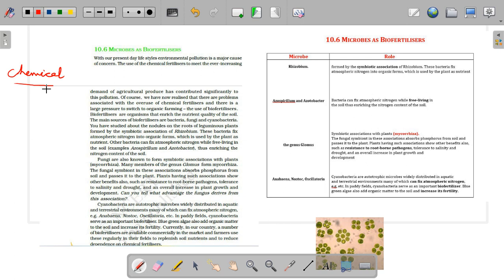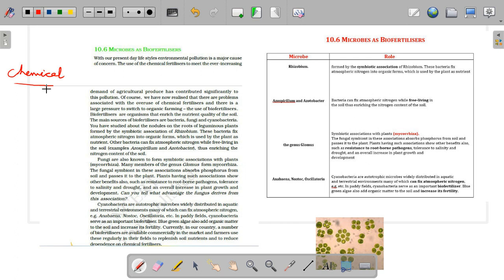Biofertilizers are different. These biofertilizers are organisms, like microorganisms, which are capable of enriching the soil biologically. So how do these microbes help in enriching the soil with very good nutrients so that plants can grow by receiving them?